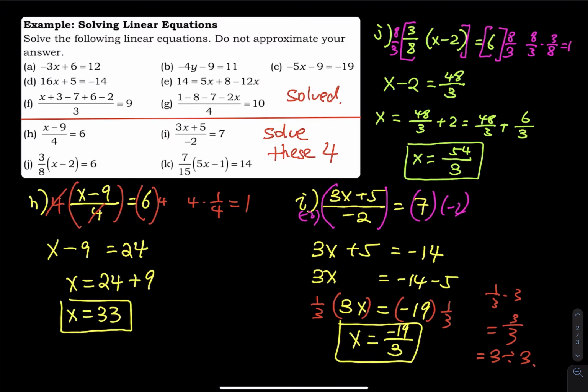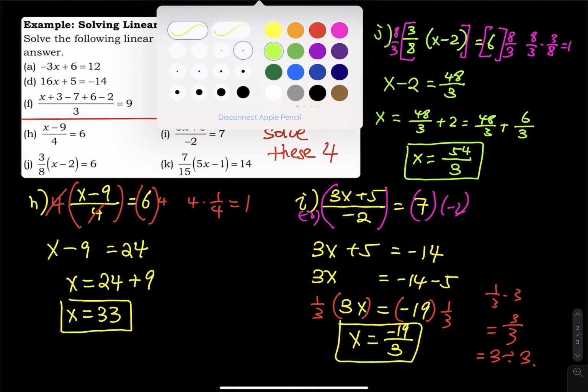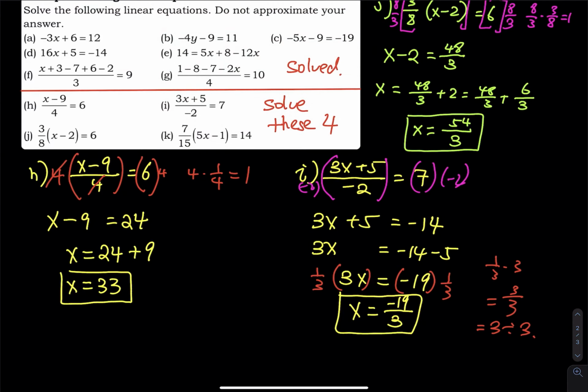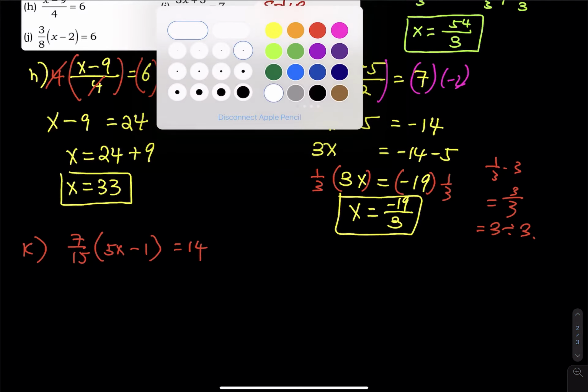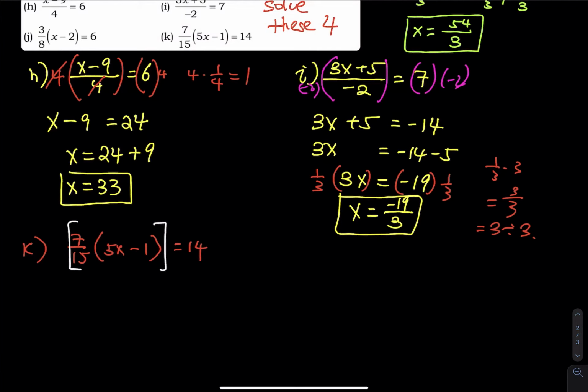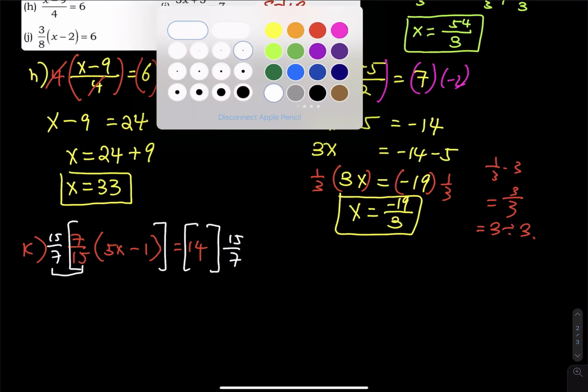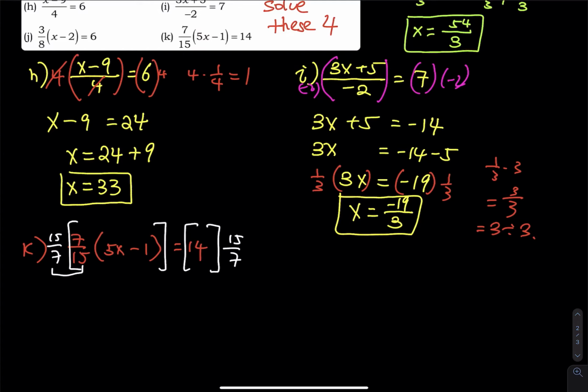All right, and then k, we have 7 over 15 times (5x minus 1) equals 14. Let's get rid of the fraction. To get rid of the fraction, I have to multiply both sides by the reciprocal, 15 over 7. So these two fractions, they will be cancelled. Then we have 5x minus 1 on the left.